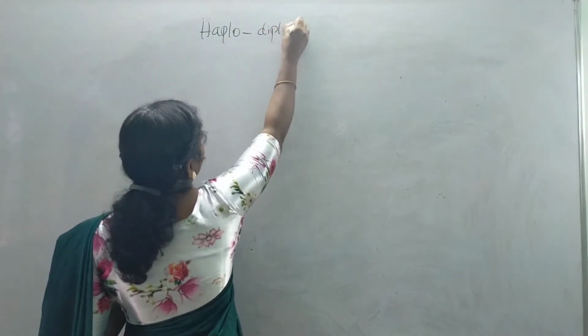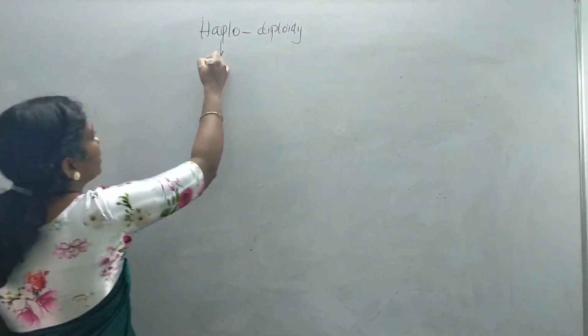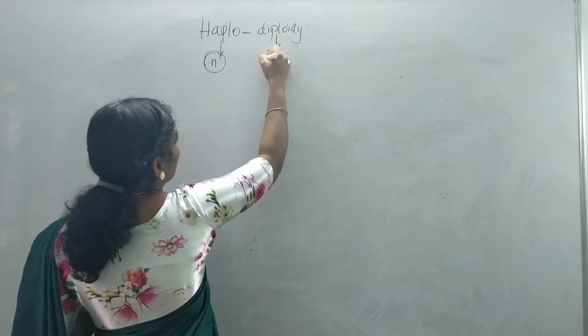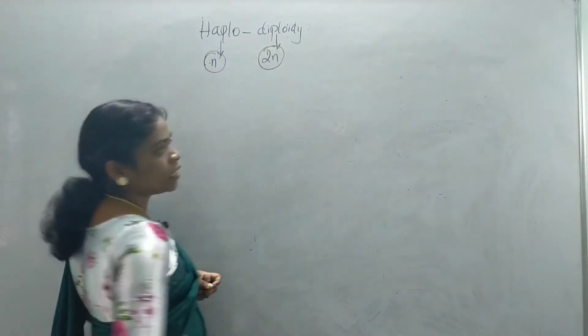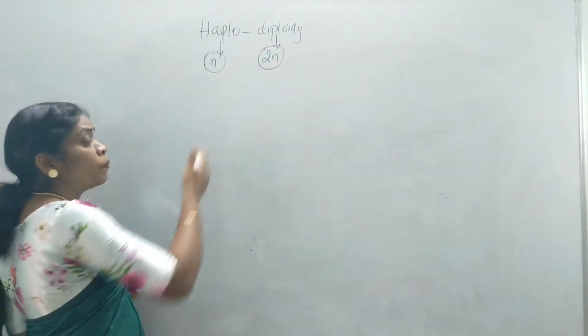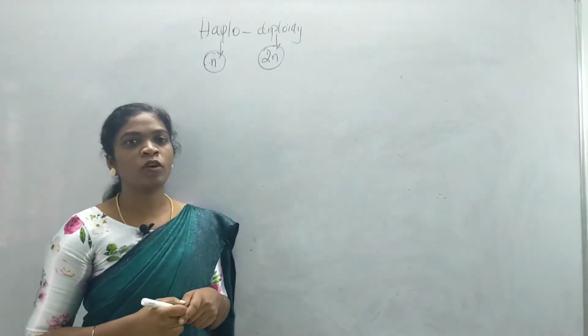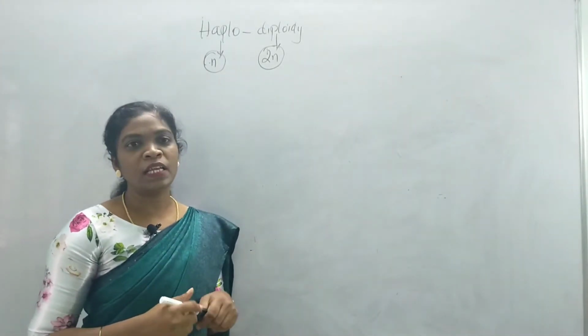Haplodiploidy mechanism. What is haploid? 1n number of chromosome is referred to as haploid. What is diploid? 2n number of chromosome is referred to as diploid. This haplodiploidy mechanism can be found in some groups of social insects. Here we'll take honeybees as an example.